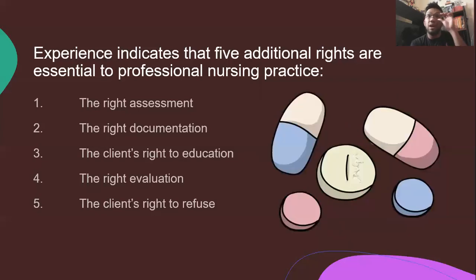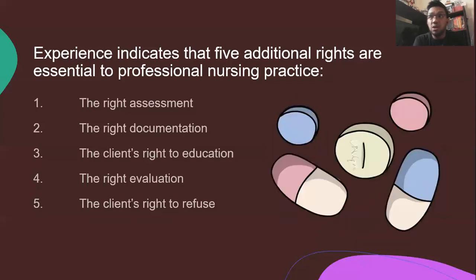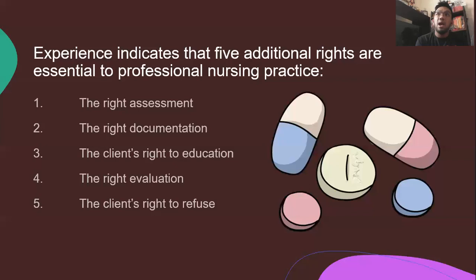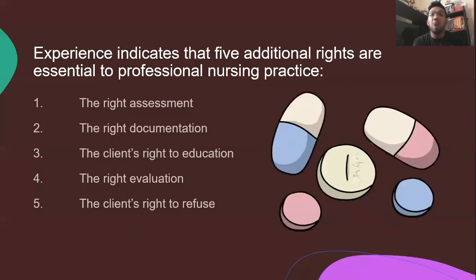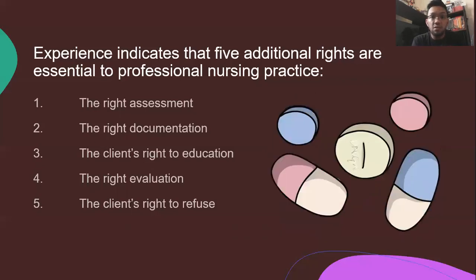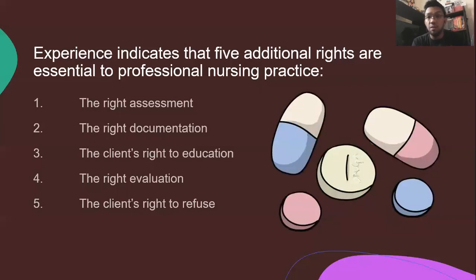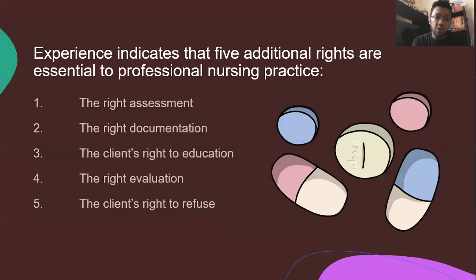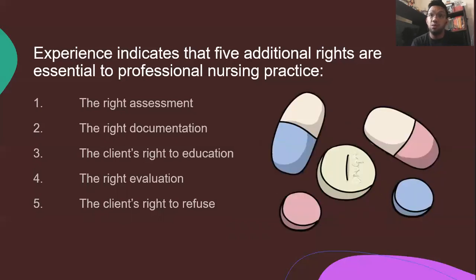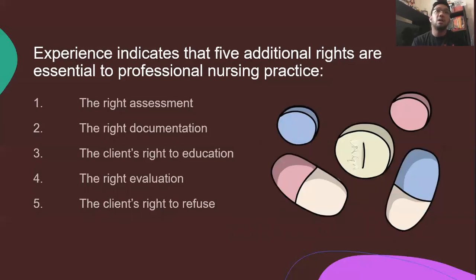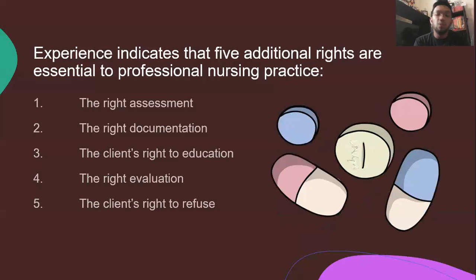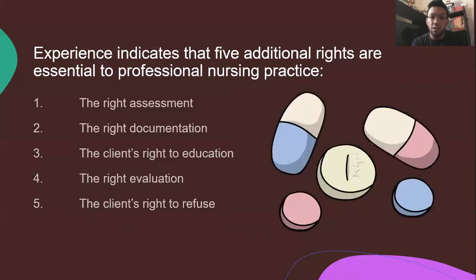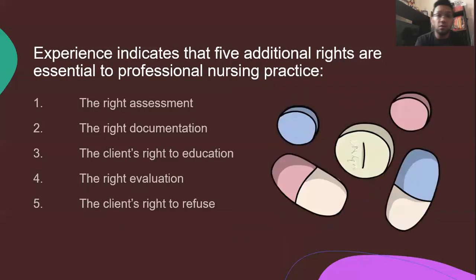Number four, the right evaluation. Of course, whenever we give a medication, the nursing process is always there. Minutes or an hour after giving a medication, it is our job to evaluate whether the patient is reacting positively or not to the medication that was administered. And of course, lastly, number five, the client's right to refuse, because there are certain clients that may refuse certain drugs because of their beliefs about religious practices and so on. So it is very, very important to consider this as well, because it is their right to refuse the drug.